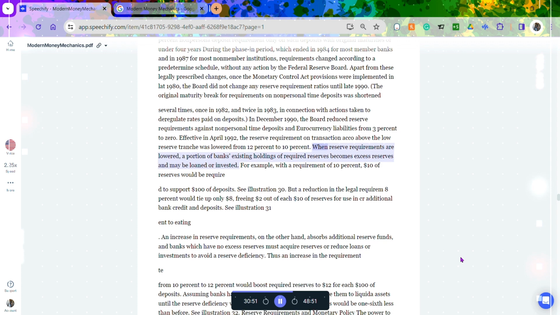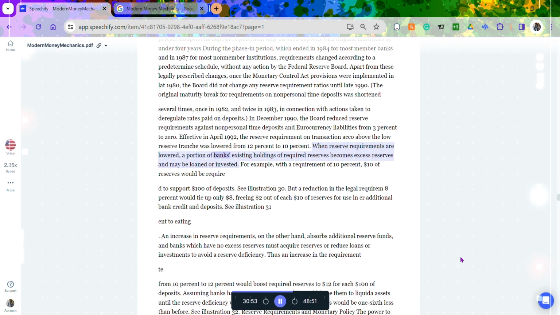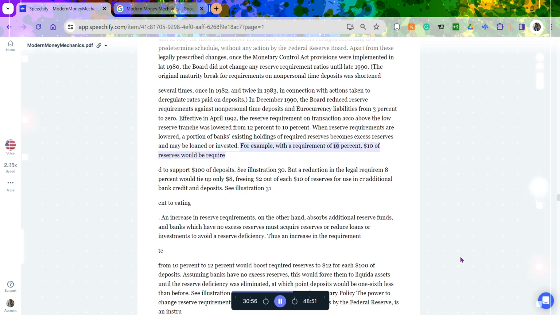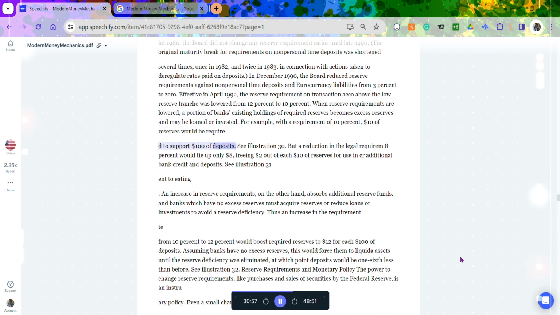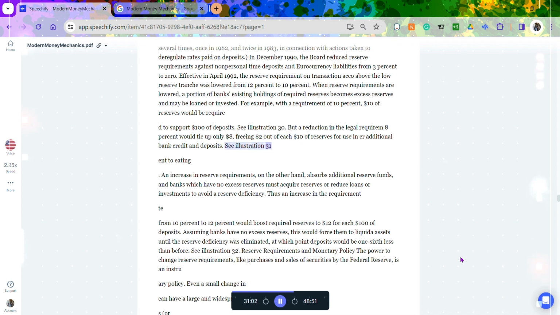When reserve requirements are lowered, a portion of banks' existing holdings of required reserves becomes excess reserves and may be loaned or invested. For example, with a requirement of 10%, $10 of reserves would be required to support $100 of deposits. See illustration 30. But a reduction in the legal requirement to 8% would tie up only $8, freeing $2 out of each $10 of reserves for use in additional bank credit and deposits. See illustration 31.